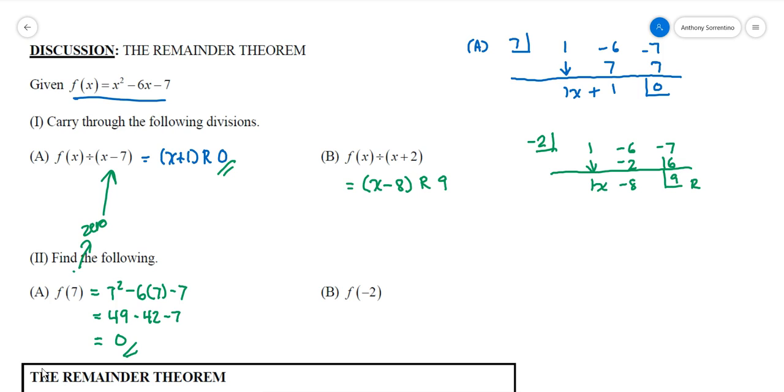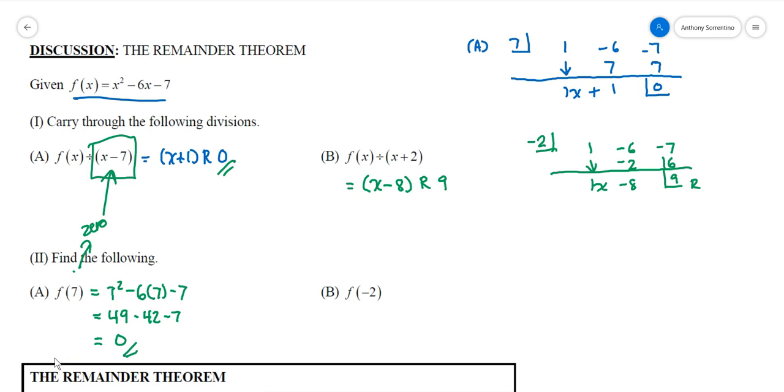That seems to be the same remainder. And it stands to reason. If 7 is a 0 of this polynomial, by the factor theorem, I would expect x minus 7 to be a factor. And if it's a factor, and I carry the division through, for it to be a factor, I get a remainder of 0.